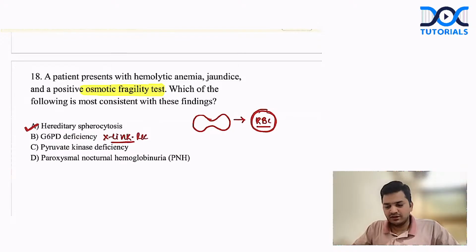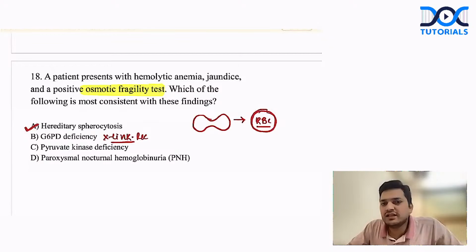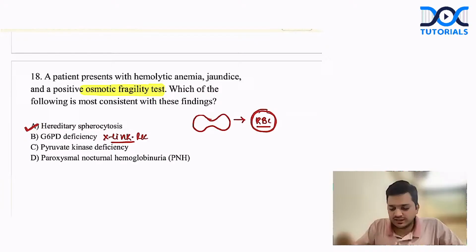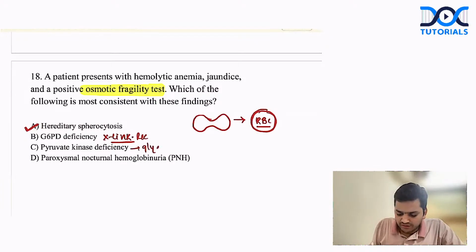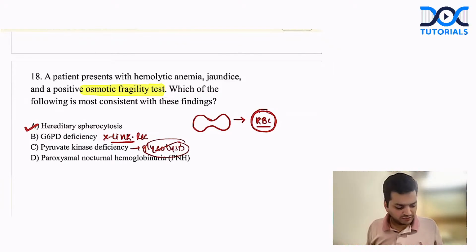Pyruvate kinase deficiency also leads to hemolytic anemia. In fact, that is the second most common cause of hemolytic anemia, because if pyruvate kinase does not work, it's an enzyme of glycolysis. So the RBC can't do glycolysis, and the RBC cannot survive without glycolysis, because the only source of energy for the RBC is glycolysis, and this is a glycolytic enzyme. The glycolysis will not happen if this enzyme is not there and the RBC doesn't survive. But it has nothing to do with the osmotic fragility test, right? So the osmotic fragility test is related to hereditary spherocytosis. It's good.